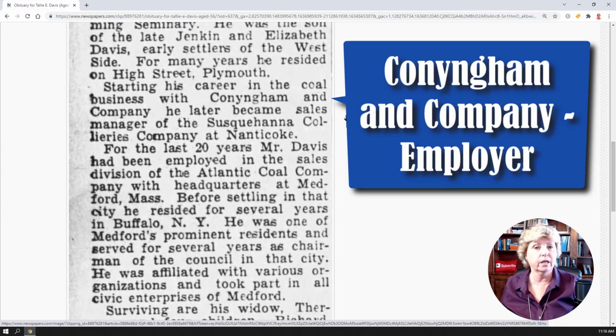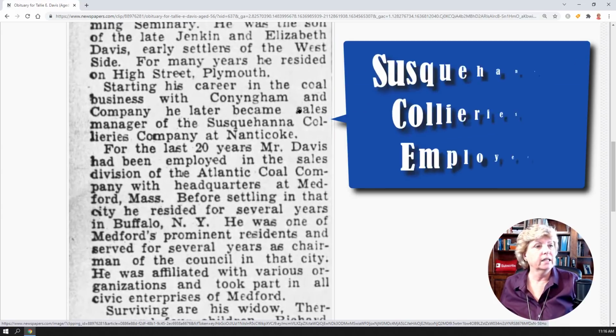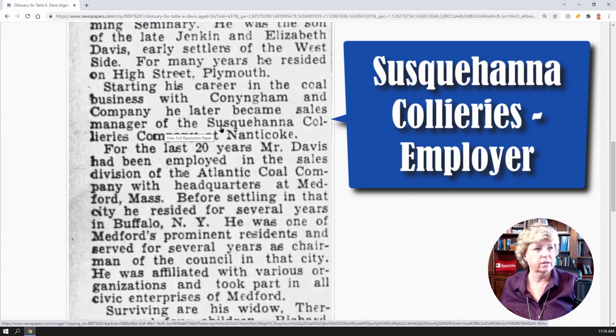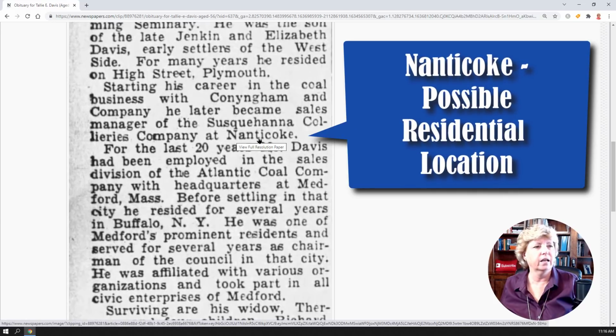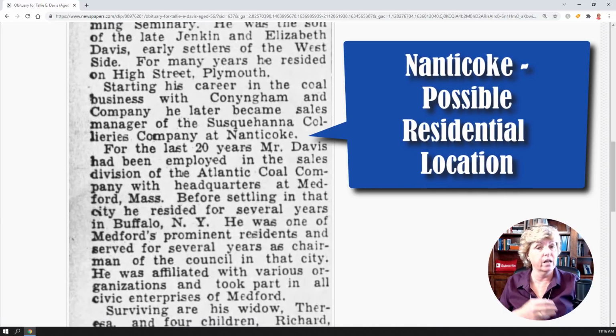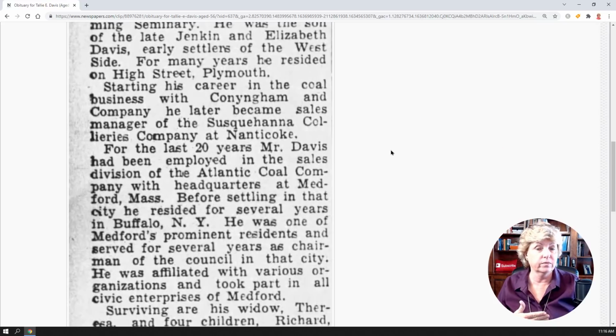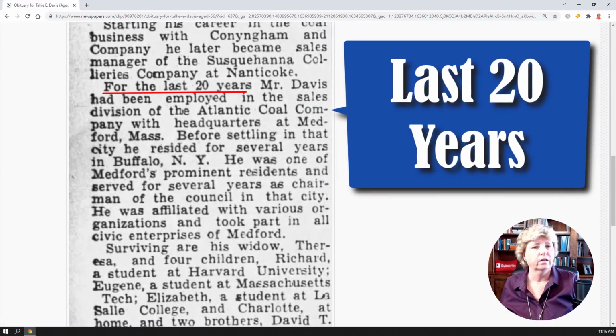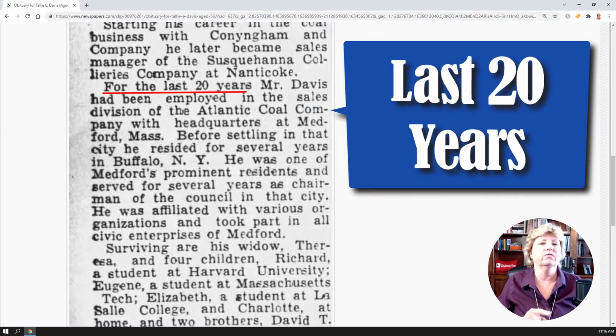It appears that they are a supply company. He later became a sales manager of the Susquehanna Collieries. I had to look that up. Company and Nanticoke. So there's another clue of a location, another occupational piece of data that we can put in his profile. For the last 20 years, this is 1940 when he dies.